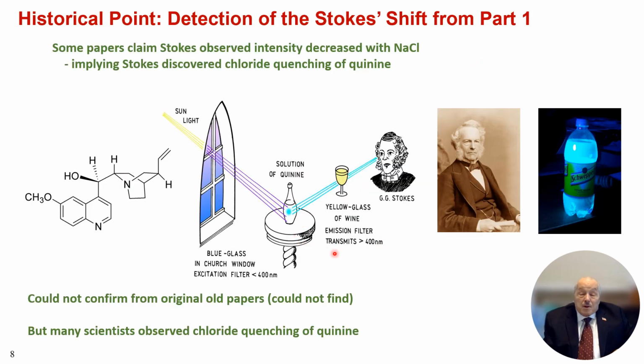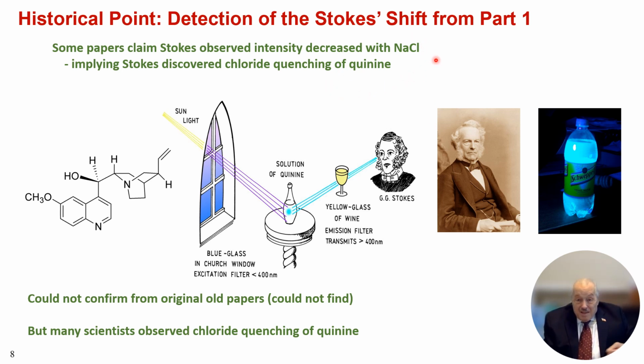This is sort of a historical point, but one that I found interesting, and I'll just take you back to the first lecture that we had, where we spoke about Stokes discovering the Stokes shift. And I found some papers that claim that Stokes also observed quenching by sodium chloride of quinine. Quinine looks like many of the chloride probes. This implied that Stokes discovered chloride quenching of quinine. I don't know if that's true or not.